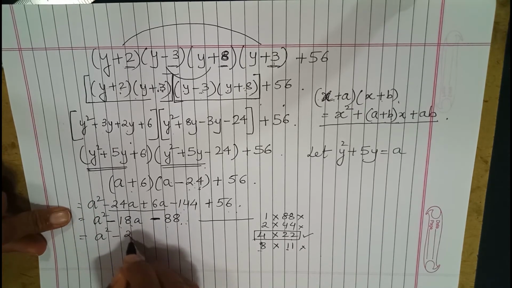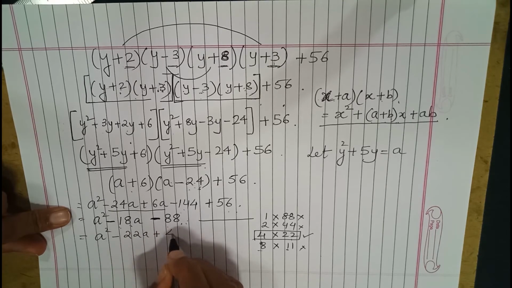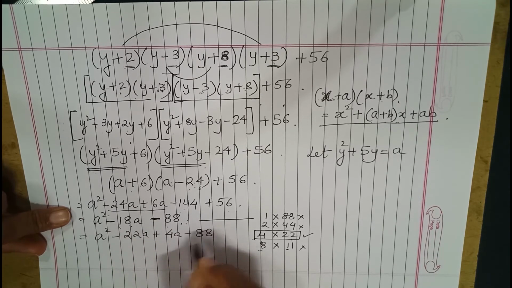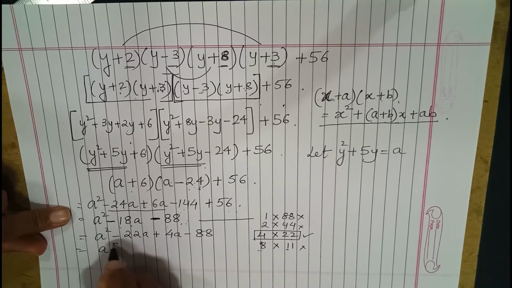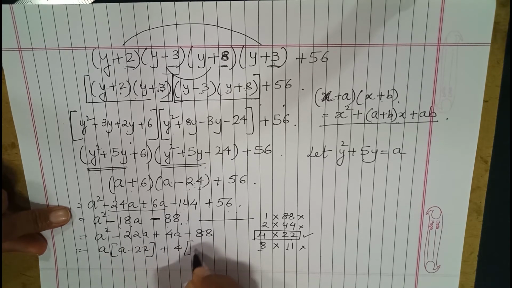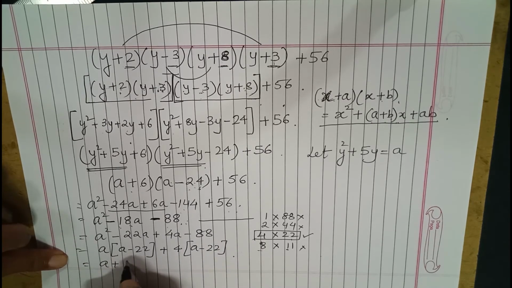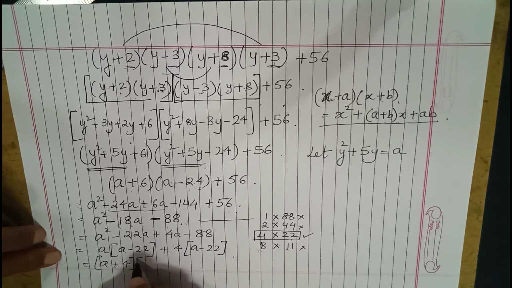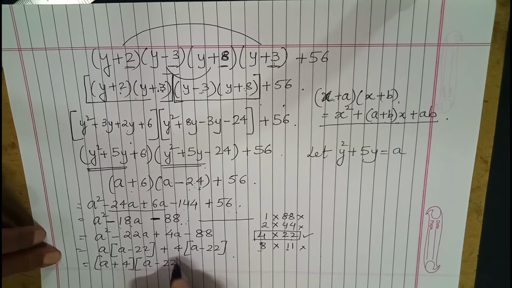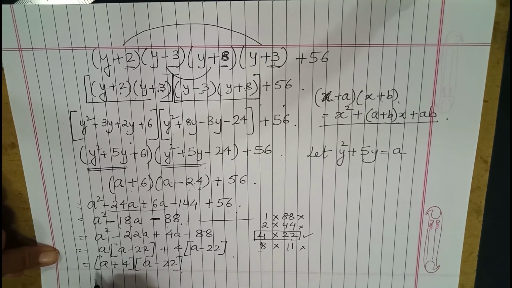So a square minus 22a plus 4a minus 88. Now we just remove common. What we can remove common? This method we have already seen in the earlier videos. You can go back and check the substitution method, that is factorization of polynomial, video number 2. So we got our two brackets, a plus 4 and a minus 22.